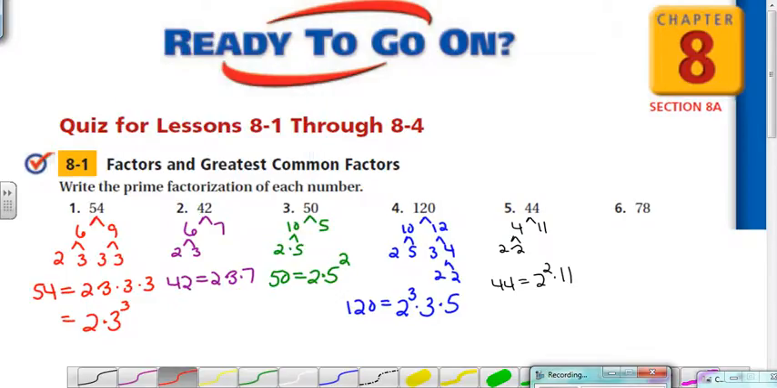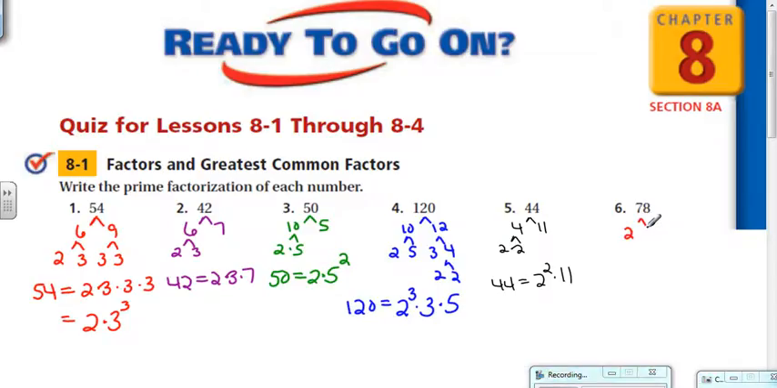I know 78's an even number, so I can definitely divide it by 2. Goes in there 39 times. I know 39's not prime because I can add the digits 3 plus 9 and get 12, and 3 can go into 12. So if 3 can go into the digits added together, that means 3 can go into that number. So 3 goes into 39 13 times. Now 13 is prime. So I think 78 is equal to 2 times 3 times 13.